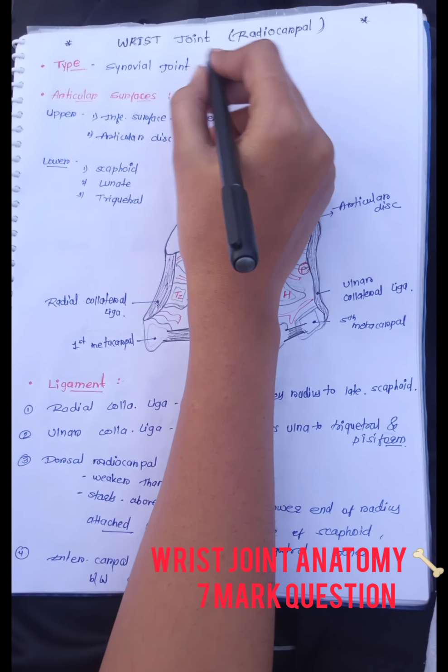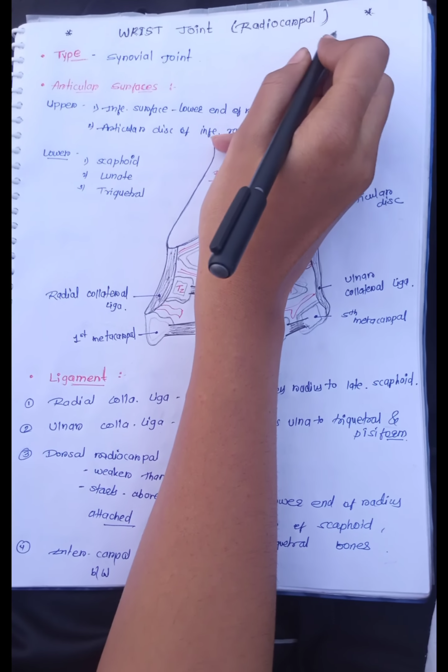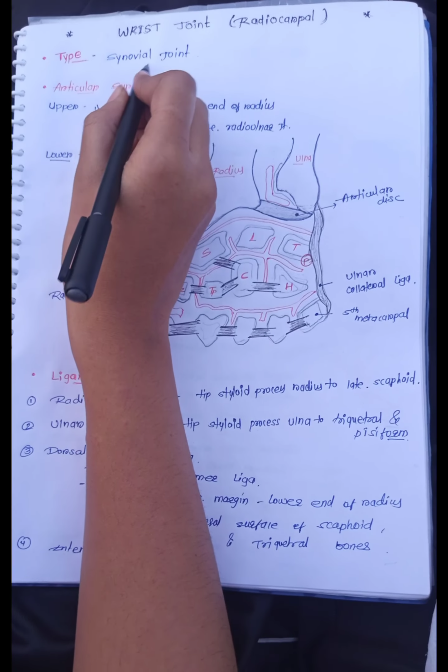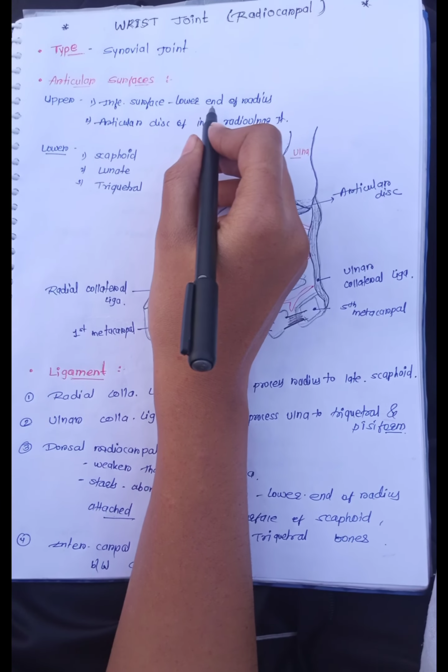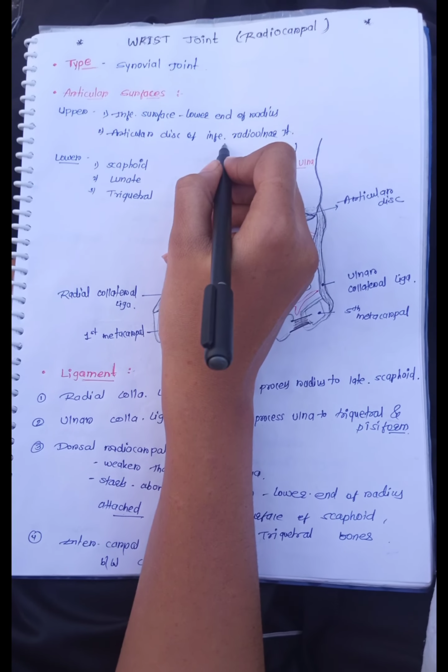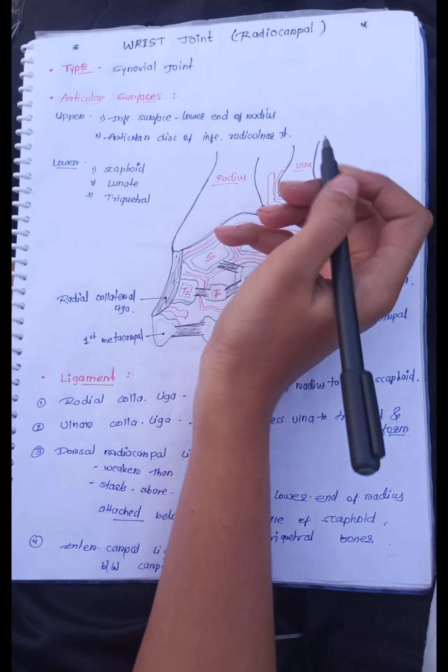Today's topic is the wrist joint, that is the radiocarpal joint. Type of joint is synovial type of joint. Articular surfaces. Upper surface is the inferior surface of the lower end of radius and the articular disc of the inferior radioulnar joint.